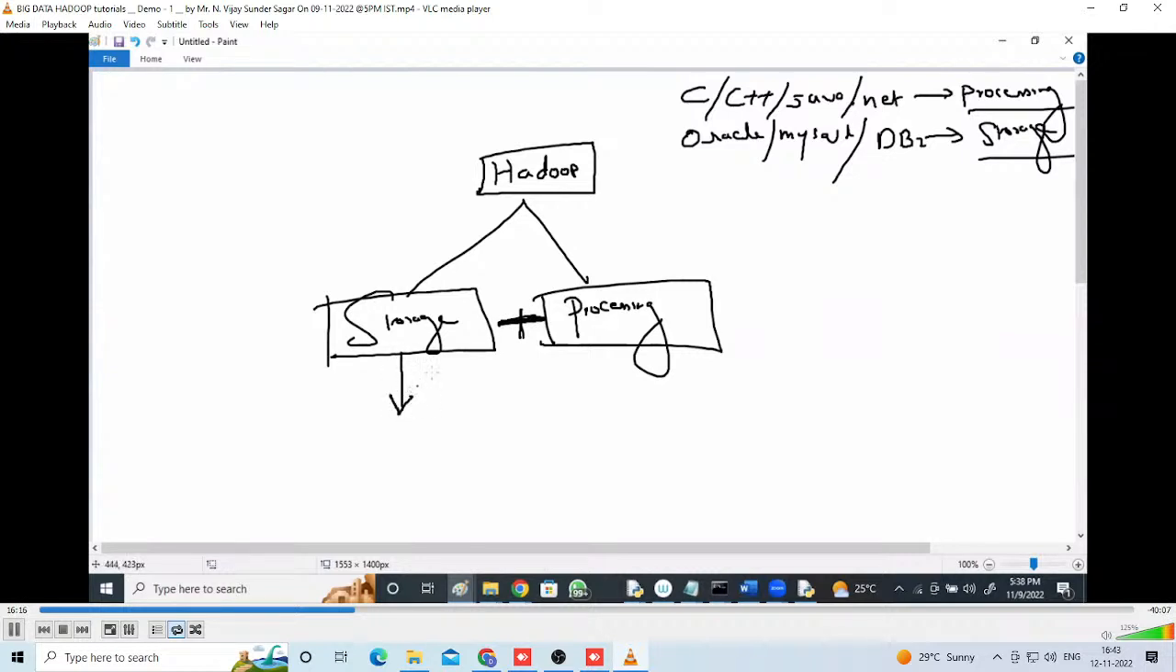For storing the data, does Hadoop use any database internally? Does Hadoop use any database for storing its data? No. As I was saying, we have got some drawbacks with databases. Despite that, Hadoop doesn't use any database for storing its data. It is going with a special kind of file system called Hadoop Distributed File System.